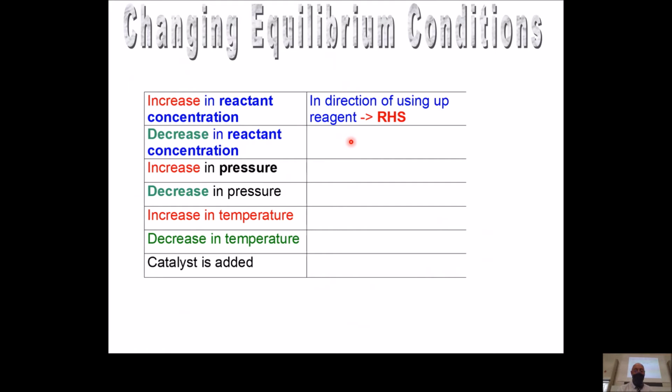So you should be able to say over here what all of these changes are going to do. I've done the first one for you. If you increase the reactant concentration, what happens? The equilibrium shifts in the direction of using up the reactant. So it shifts to the right-hand side. Do the others, please. What's going to happen if you decrease the reactant concentration? Which way is it going to shift?